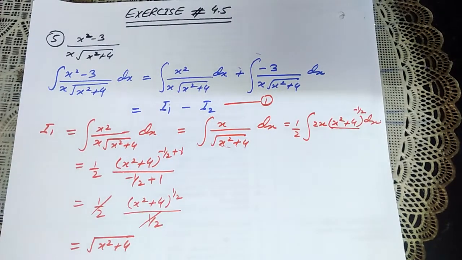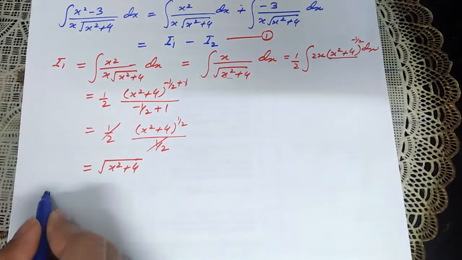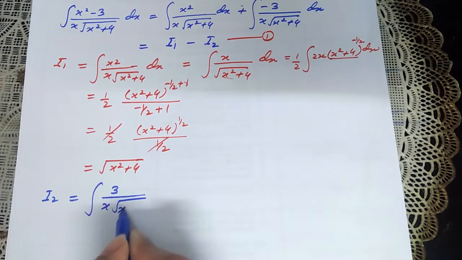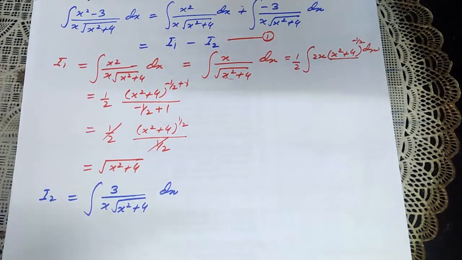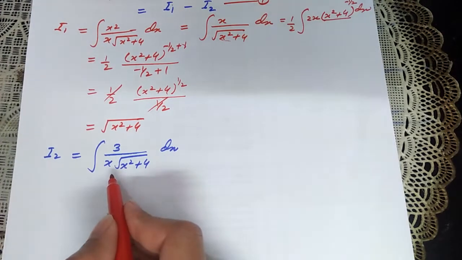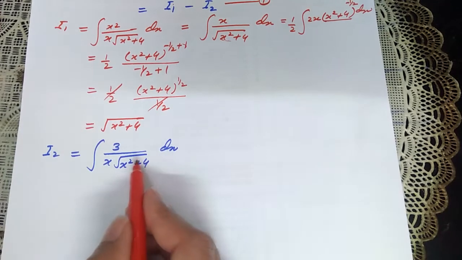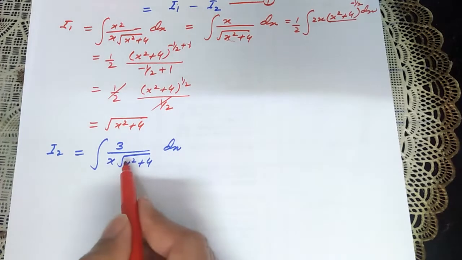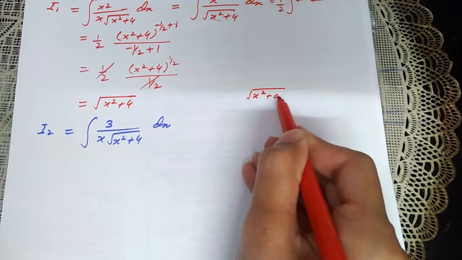Now consider the second integral, that is I2 equals integration of 3 over x into under root x² + 4 dx. Here I am going to use some substitution. And I told you earlier in exercise 4.5 part 1 how you are going to choose your substitution if you have some square terms inside your under root.